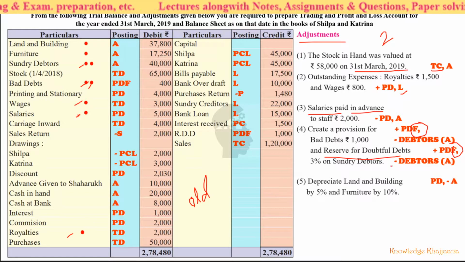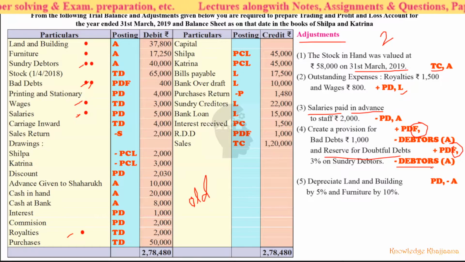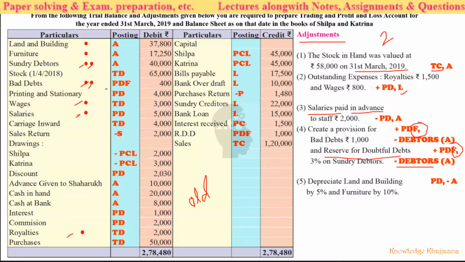Reserved means we are assuming that this much of more amount of debtors we won't get money, so we are reserving that much of loss. That much of amount we have to deduct from debtors, where the debtors are recorded on the asset side. So one more adjustment against debtors, and one more adjustment we had marked against bad debts.